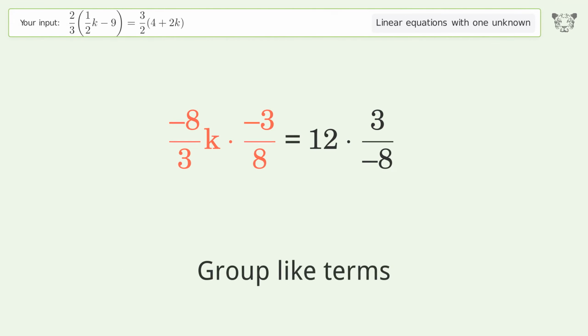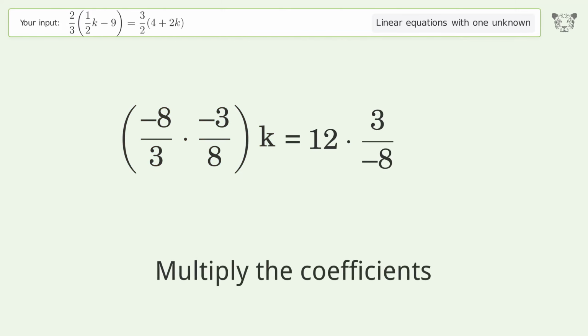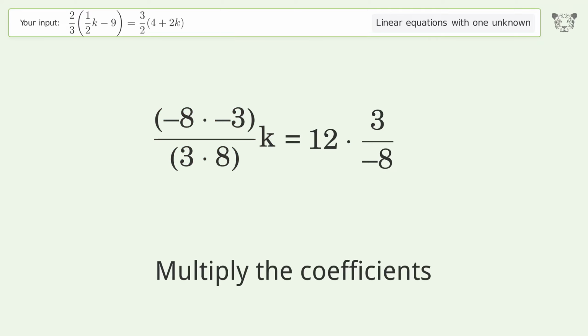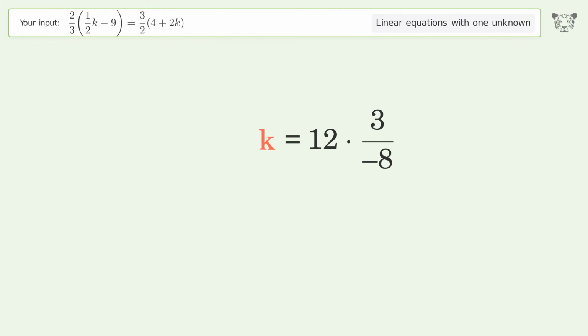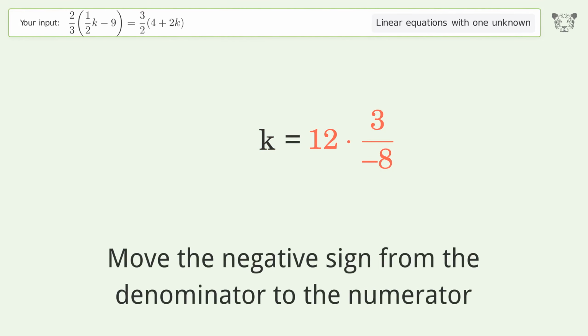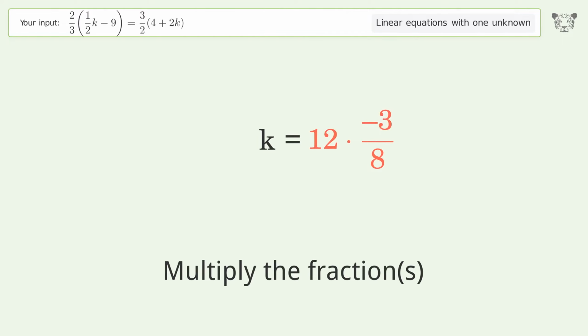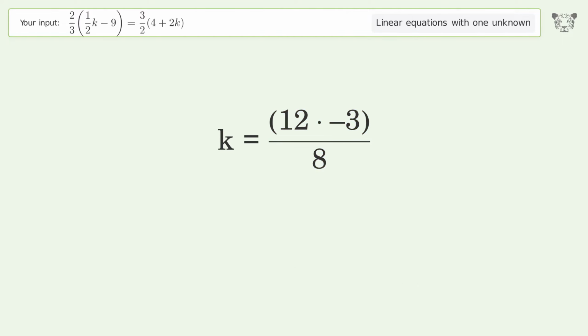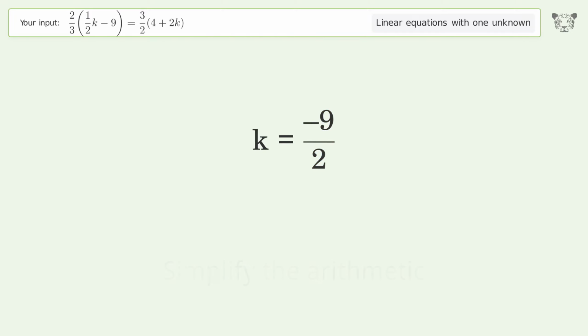Group like terms. Multiply the coefficients. Simplify the arithmetic. Move the negative sign from the denominator to the numerator. Multiply the fractions. Simplify the arithmetic. And so the final result is k equals -9/2.